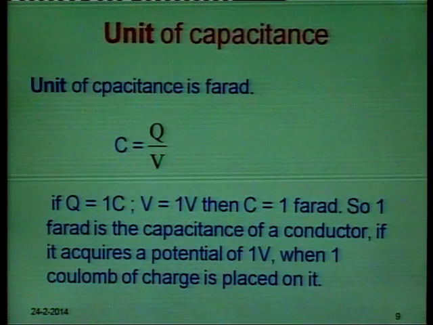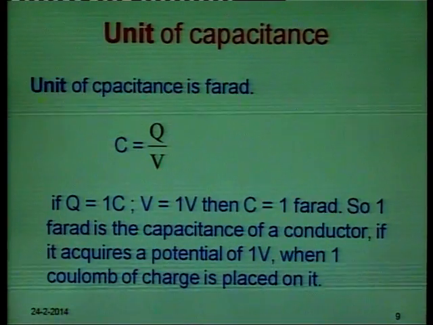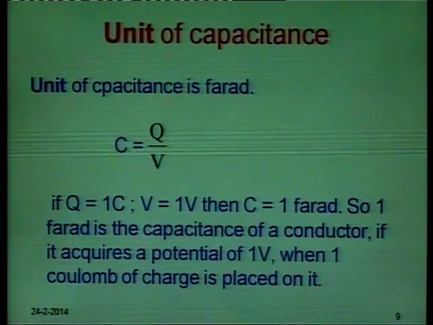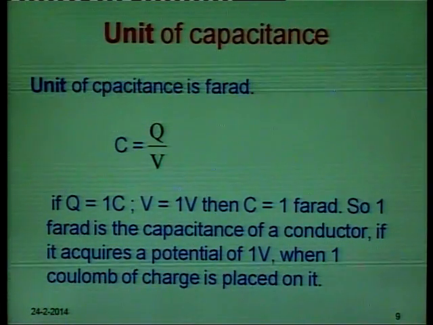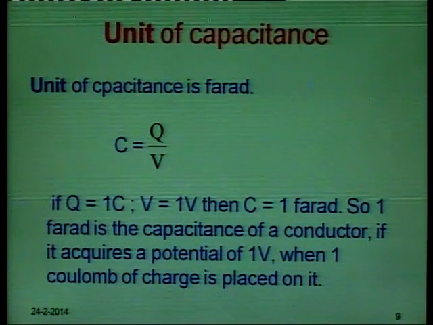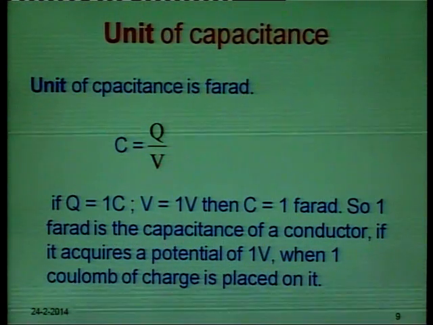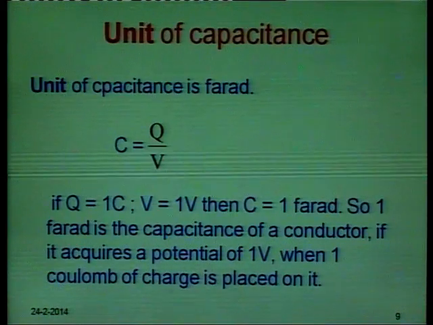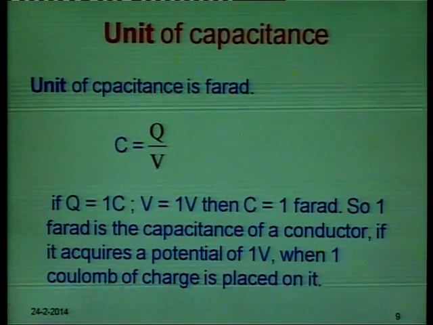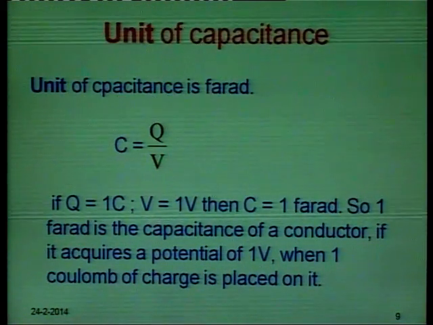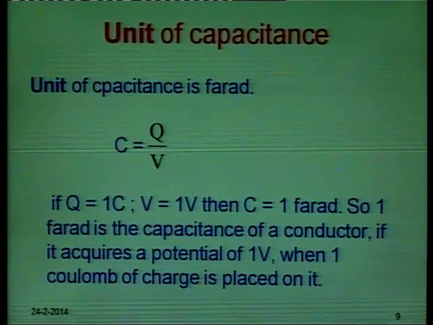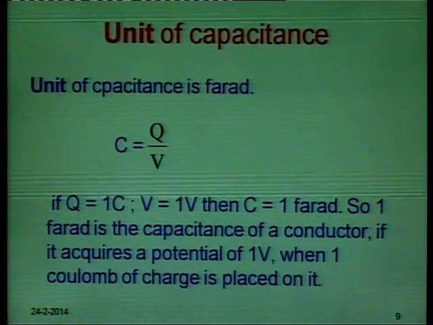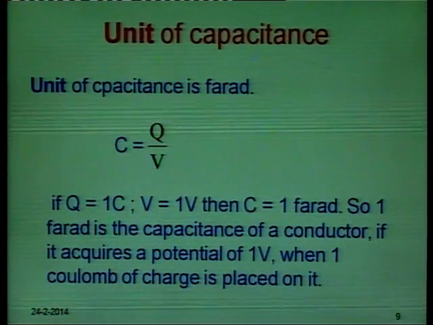Then what is the unit of capacitance? Remember, unit of capacitance is farad. If charge on the conductor is 1 coulomb, and potential given to it is 1 volt, then we say that capacitance of the conductor is 1 farad. So, 1 farad is the capacitance of a conductor if it acquires a potential of 1 volt when 1 coulomb of charge is placed on it.